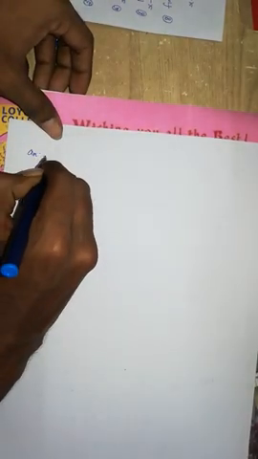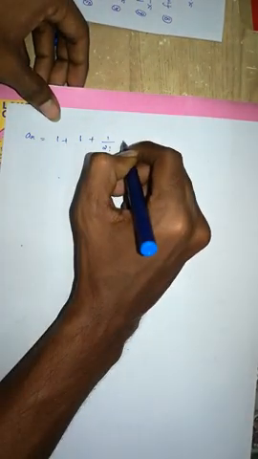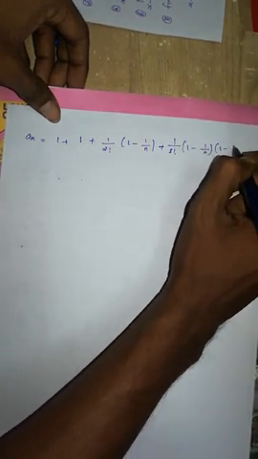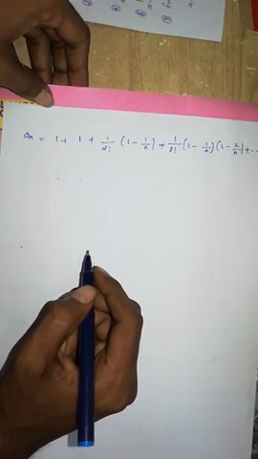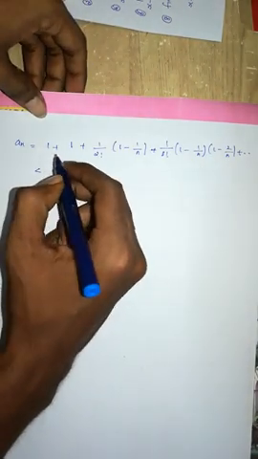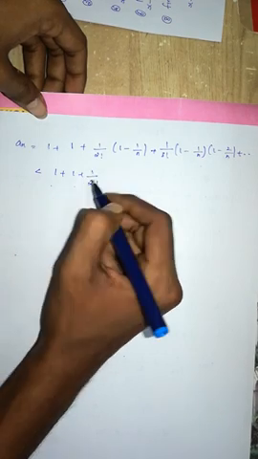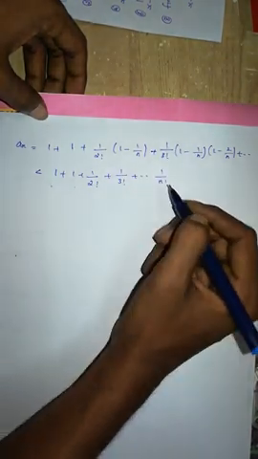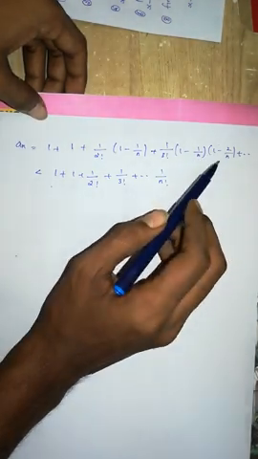Now you see that an is 1 plus 1 by 2 factorial, which we found earlier, 1 minus 1 by n, plus 1 by 3 factorial, 1 minus 1 by n, 1 minus 2 by n, and so on. So I can write this as less than or equal to, I am changing the equal sign to less than or equal to, 1 plus 1 by 2 factorial, neglecting these factors, plus 1 by 3 factorial and goes on up to 1 by n factorial. So this term will be less than this term if I remove 1 minus 1 by n, 1 minus 2 by n, and so on.